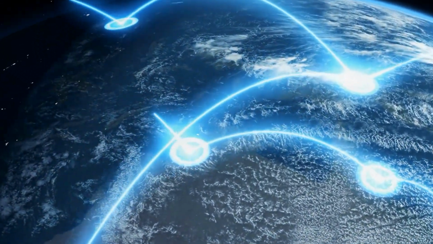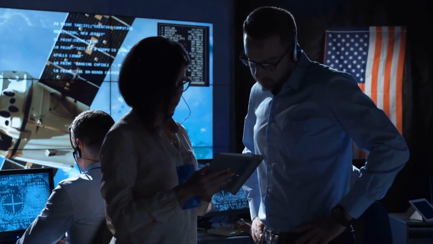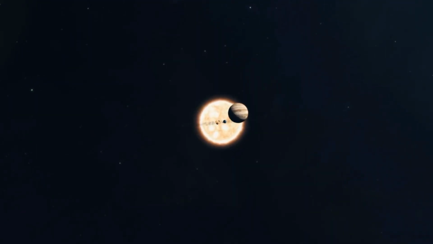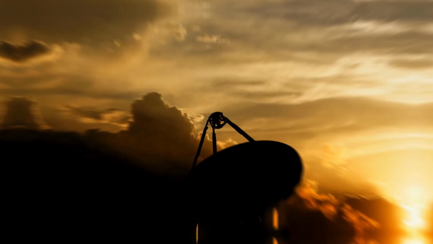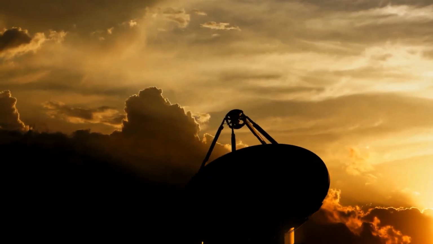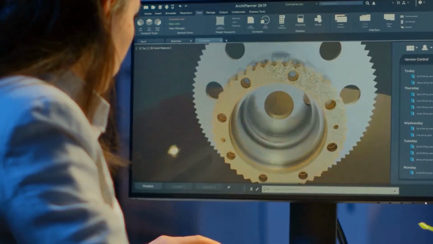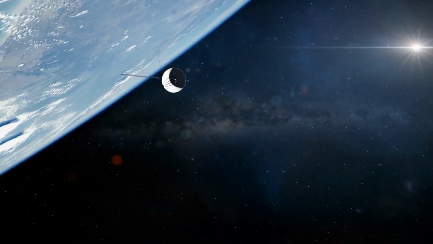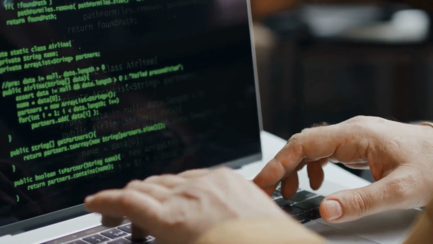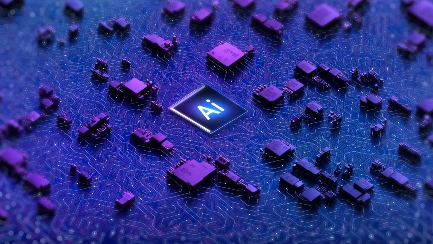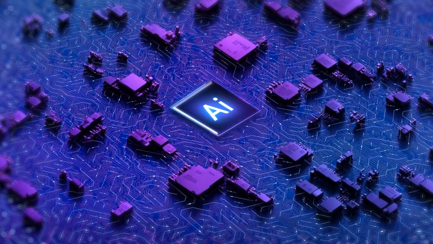None of these theories fit neatly into our current understanding, and each raises profound questions about what lies beyond our solar system. The implications become even more staggering when we consider the engineering behind Voyager 1. The spacecraft's communication system employs robust error-correcting codes and redundant memory systems.